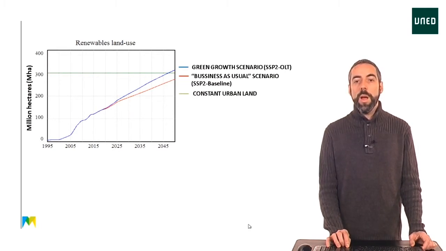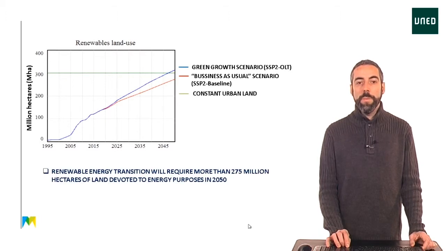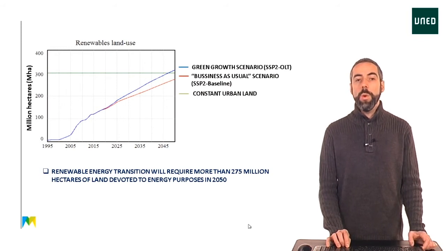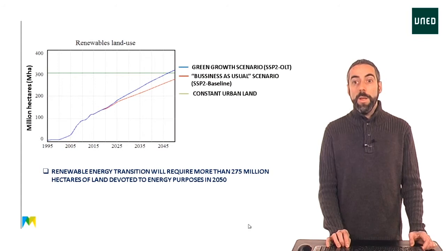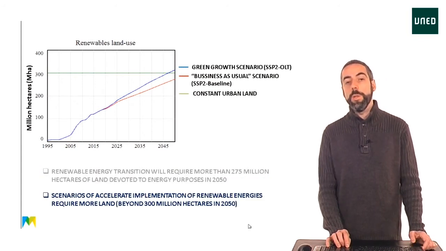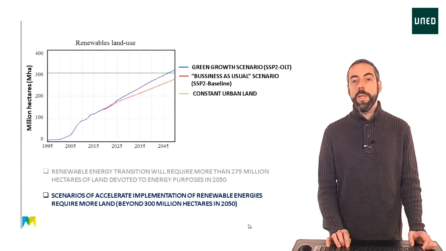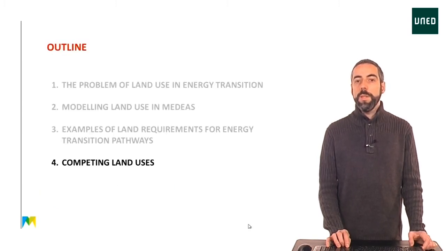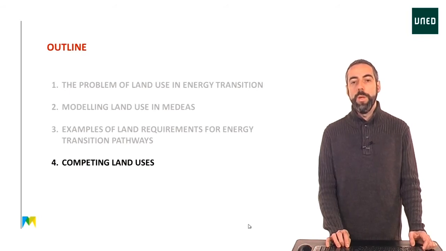All of them consider a constant urban land. As shown, in the case of the business as usual scenario, the transition to renewables would require more than 275 million hectares of land devoted to energy purposes in 2050. If an acceleration of the introduction of renewables is expected, a green growth scenario, then land required would go beyond 300 million hectares. With these figures, and since the land potentially transformable is not abundant, many issues in the competition for land have appeared or will appear in the future.